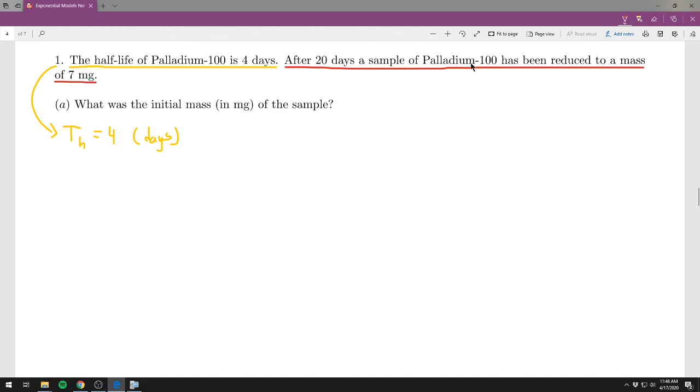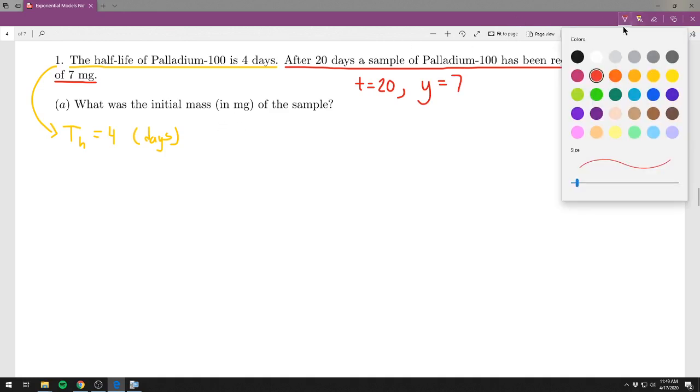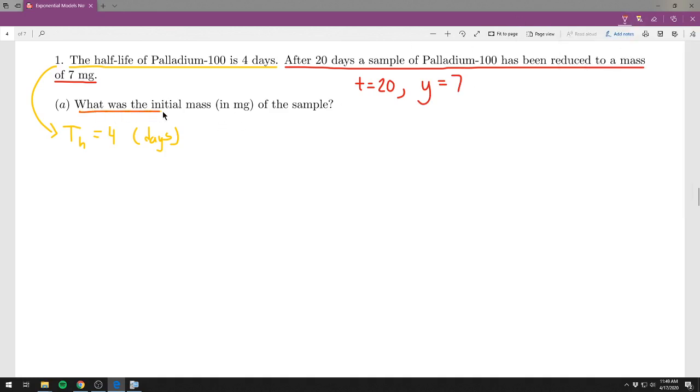Okay, so this one's a lot like the other one. We are told something about our formula at the beginning, and we are told after 20 days, so after t equals 20, the sample has been reduced to a mass of 7 milligrams. Y equals 7. And the question we are asked in part A is, what is the initial mass? Which is A0, the initial thing.